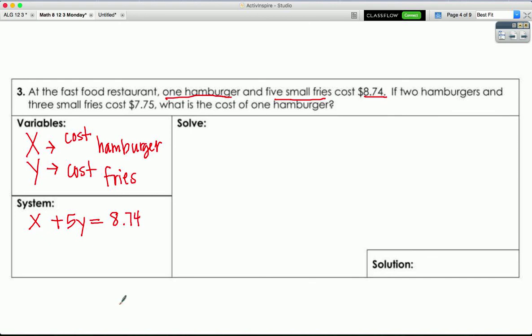They're being set up almost the same exact way every time so far. The next equation, 2 hamburgers, 3 fries, is $7.75. Lakaira, what would that equation be? Exactly, thank you, ma'am. 2x plus 3y equals 7.75. So now we need to solve it.